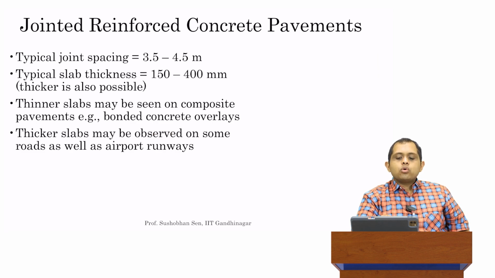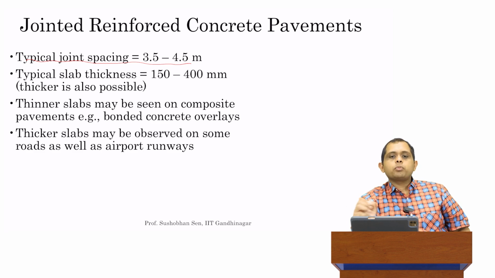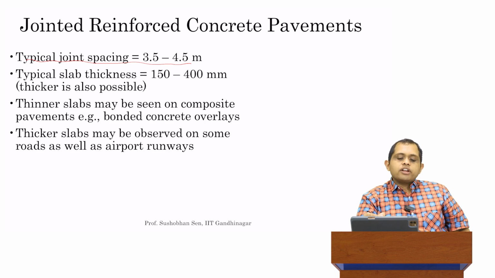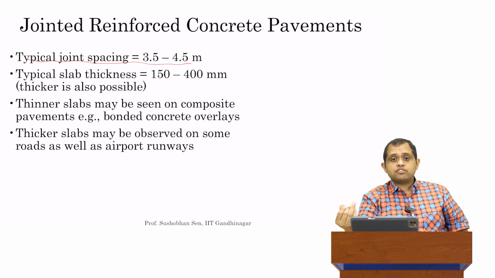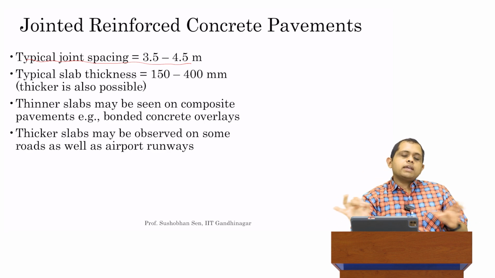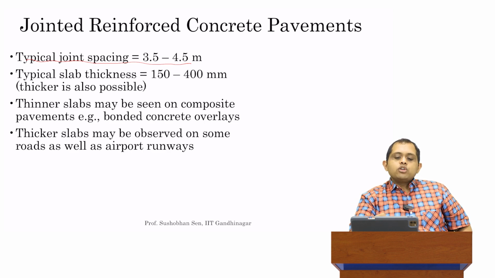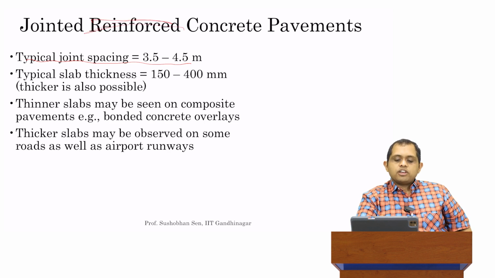Now, a little bit more on joints. Typically the joint spacing for JPCP is going to be 3.5 to 4.5 meters. Again, the joint spacing is an optimization between having very small joints and therefore low stress, versus having very large joints and therefore making it cheaper and more economical to construct, but with higher stresses. So we trade off between these two, and in practice, the joint spacing or the width of the slab is 3.5 to 4.5 meters.